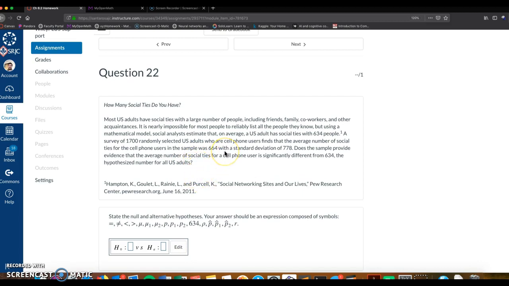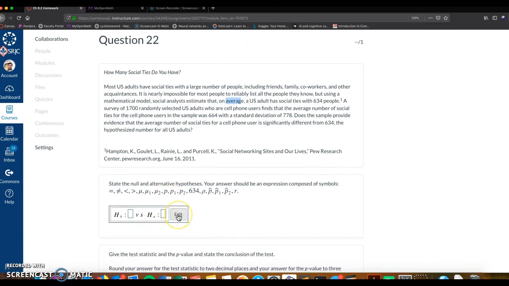But I want to look at this: a social analyst estimates that on average, United States adults have ties to 634 people. That's the keyword right there. We're looking at an average. And doing a survey of 1,700 randomly selected U.S. adults who are cell phone users, they find the average number of social ties for cell phone users is 664, with a standard deviation of 774. So what I want to know is: is there evidence that the average number of social ties for a cell phone user is different than the social analyst estimate of 634?